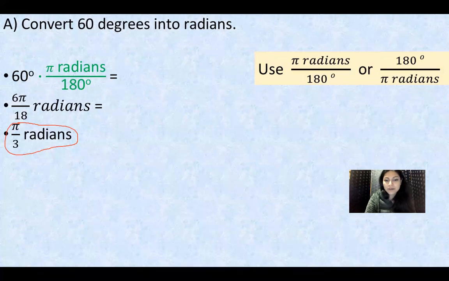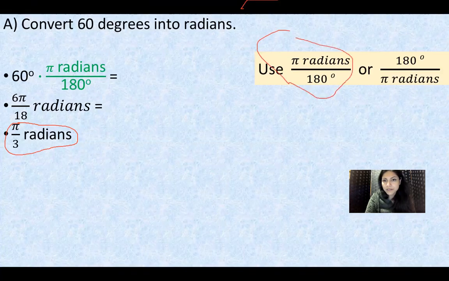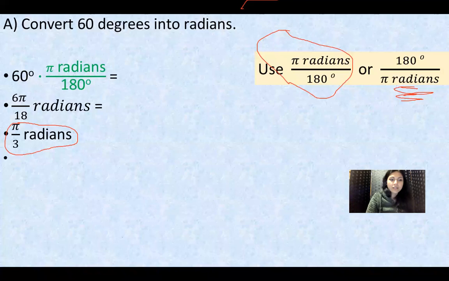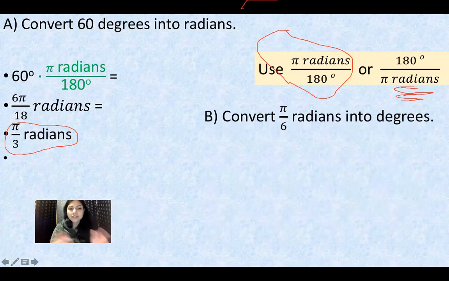So we first off used this first one here. And now we're going to transition into using this. So going from radians into degrees, we're going to use the second expression. So let me go ahead and go back. Okay. So that's going to be B. Convert pi over 6 radians into degrees. So we're going to be using that second one right there.